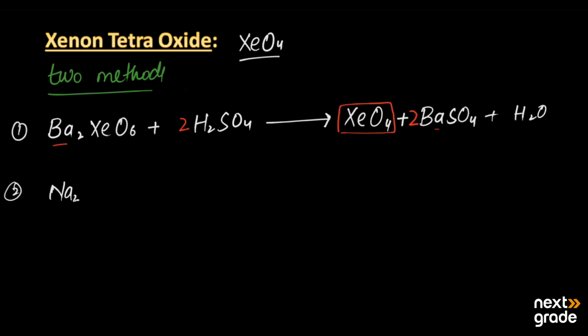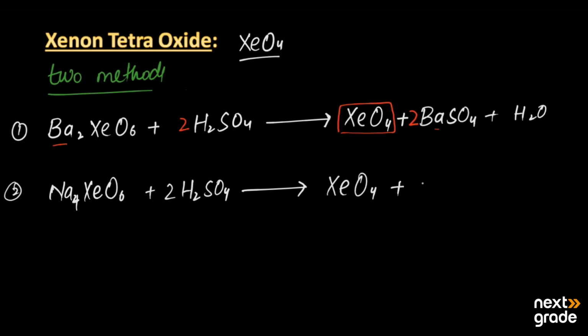Now the second method for its preparation uses the sodium salt of xenon hexoxide. It reacts with sulfuric acid, H2SO4. By balancing this, we get the main product xenon tetroxide, along with sodium sulfate, Na2SO4, plus water. Balancing this, it produces two water molecules. So this is the main method for the preparation of xenon tetraoxide.